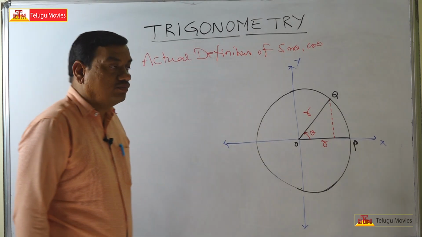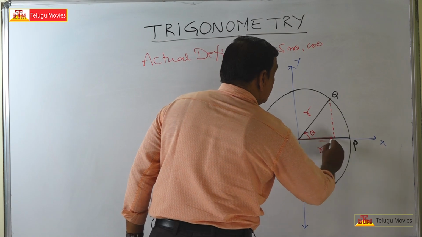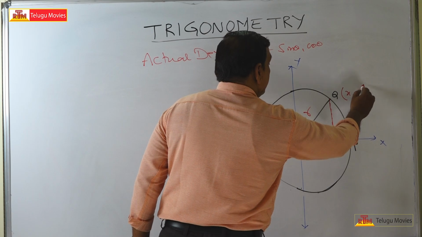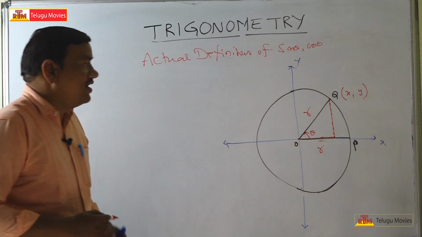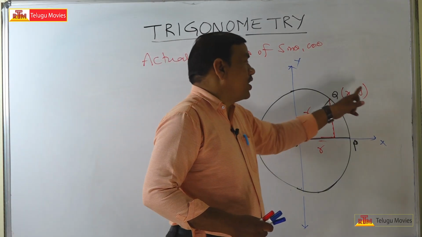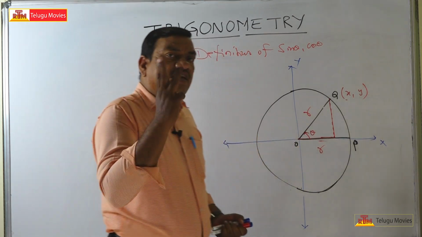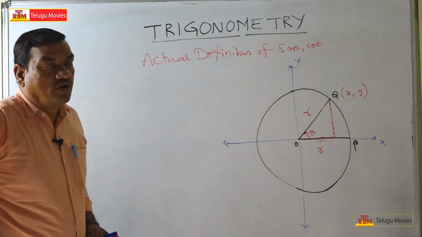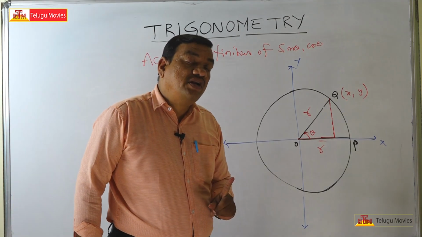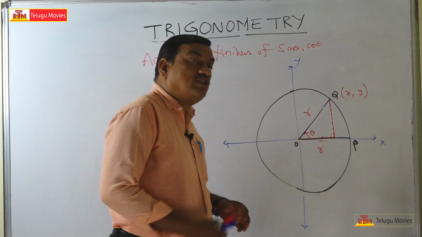Coordinates of this Q. Let us take this length r. This is the x coordinate and this is the y coordinate. Hypotenuse r, x coordinate, y coordinate of Q. Here there are three quantities. What are the three quantities? x, y, r.